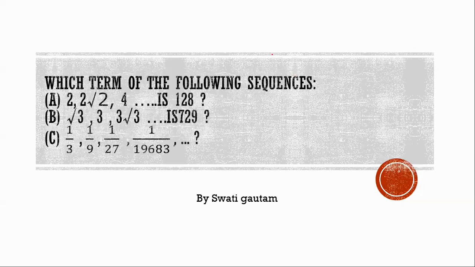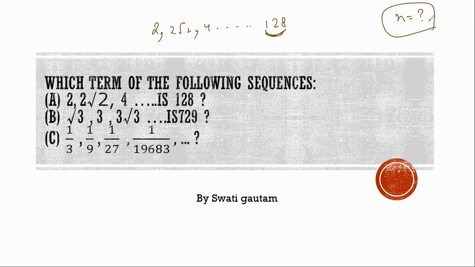Let's understand the question. Which term of the following sequences? The question, the first part is 2. The first sequence given is 2, 2 root 2, 4, ..., 128. So they are asking that this 128 is which term? When the question is asking which term, it means they are asking about n.